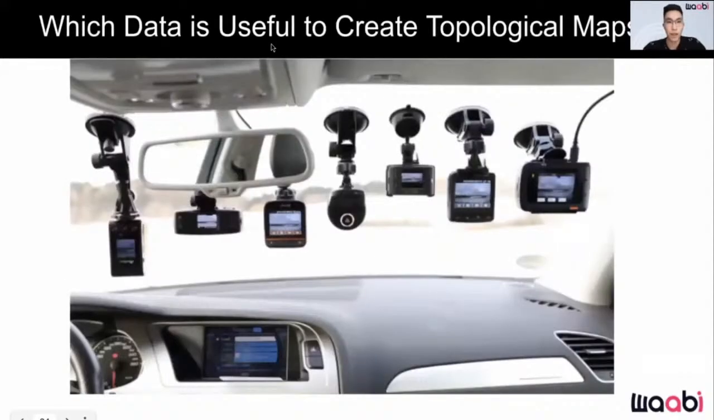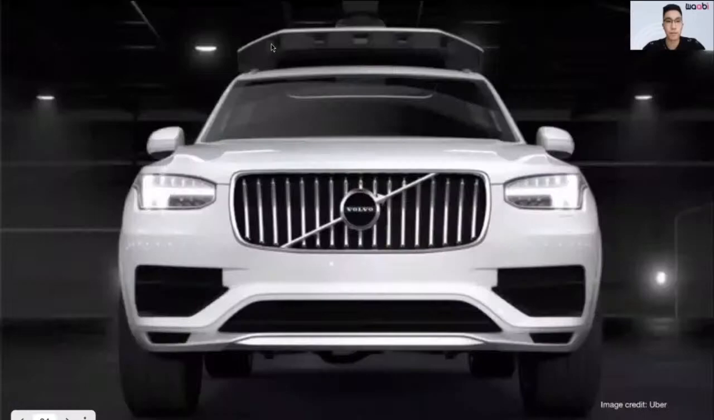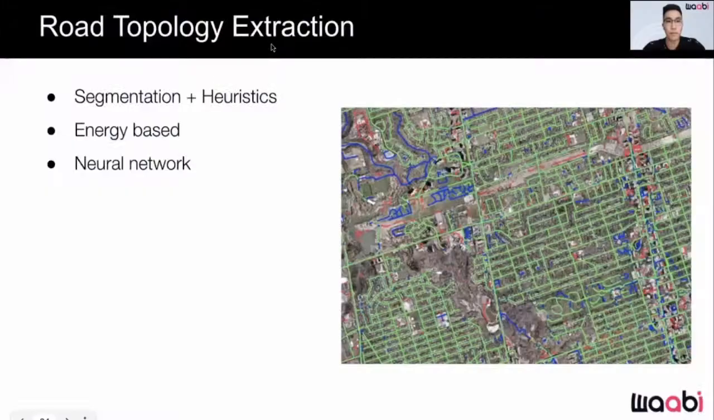There are many data sources that can be exploited to generate topological maps. Cameras mounted on windshields are available at scale, as many drivers use them for insurance purposes. Aerial images captured by drones, planes, and satellites can also be used. And of course, we can also use self-driving vehicles. In the literature, obtaining topological road graphs can be divided into three different approaches: segmentation-based, followed by heuristics, energy-based, and neural network-based.